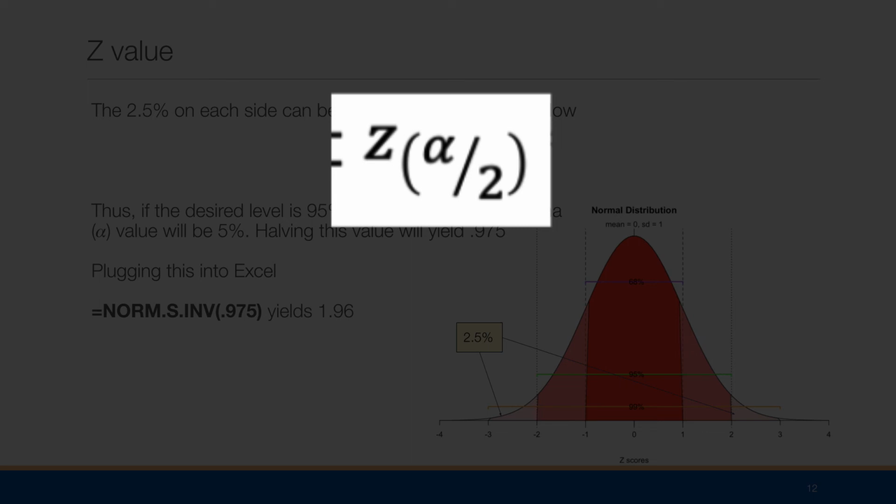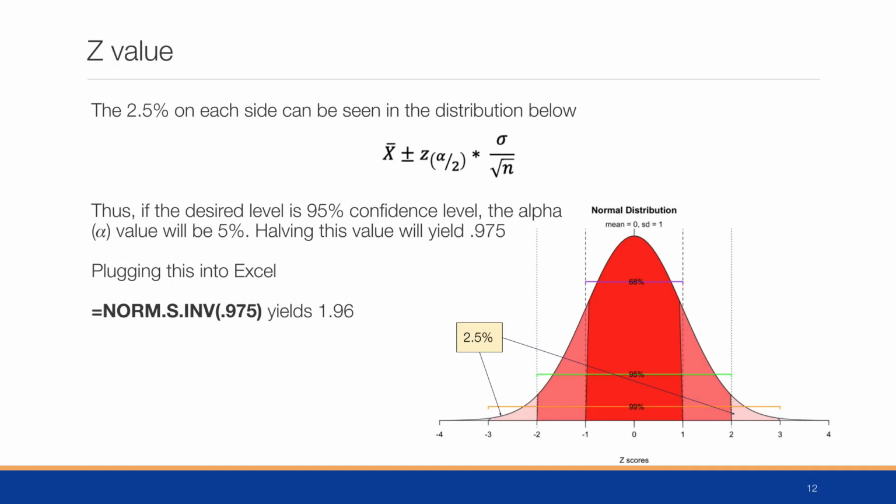Note that if 95% is desired, this means that 5% remains equally distributed around the tails, meaning 2.5% on each side. The 2.5% on each side is seen in the distribution here. We can see that to the left and to the right, we have 2.5%, which would give us our 5%. Plugging this into Excel, we do the norm.s.inv of 0.975, and that yields 1.96.